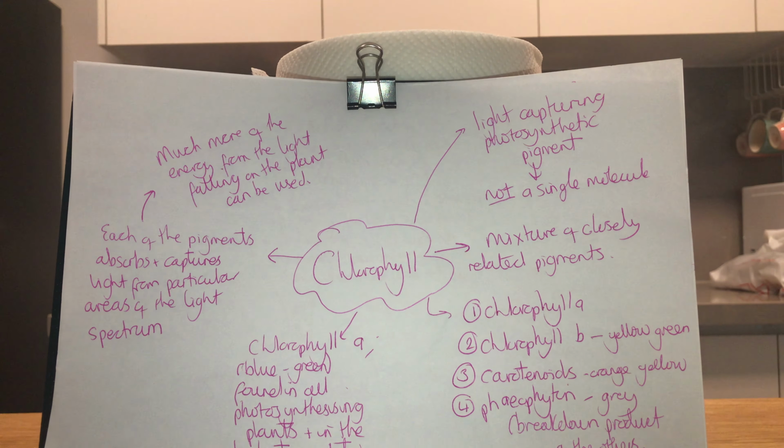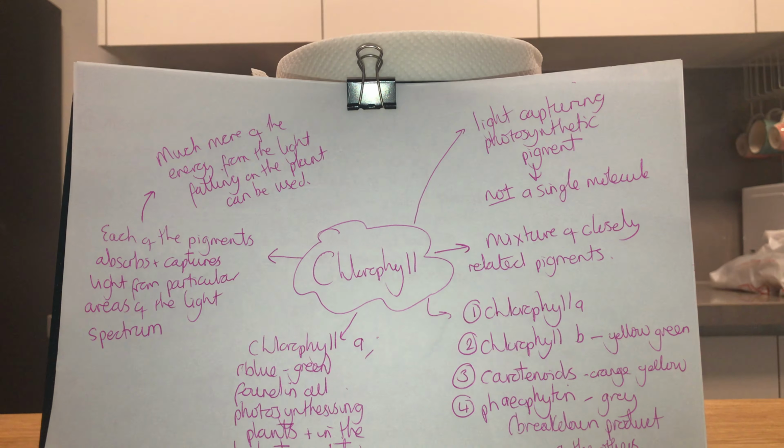Okay, so each of the pigments absorbs and captures light from particular areas of the light spectrum. As you will know, white light as we see it is made up of 7 different types of light, and they have different wavelengths. And so each of those pigments is going to absorb light from a different wavelength.